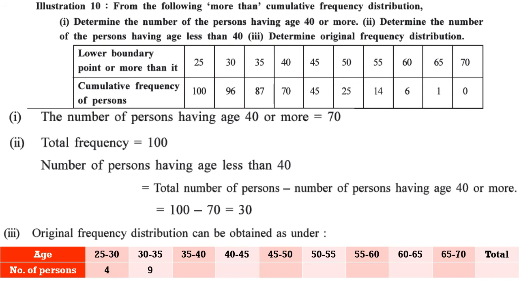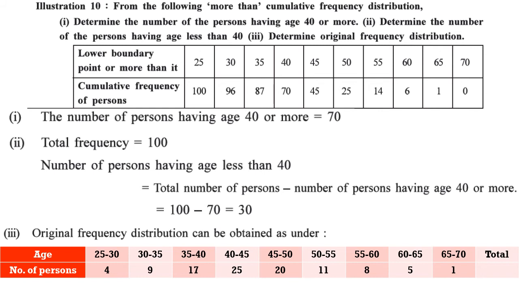Then 87 minus 70 will give me 17. Then 70 minus 45 will give me 25. 45 minus 25 will give me 20. And then 11, 8, 5 and 1.